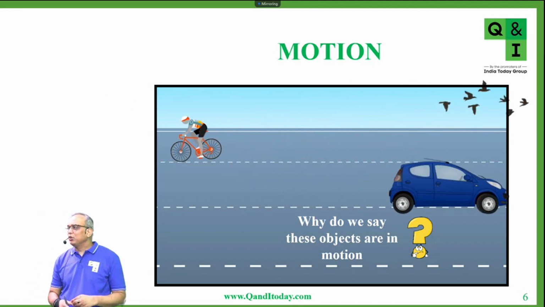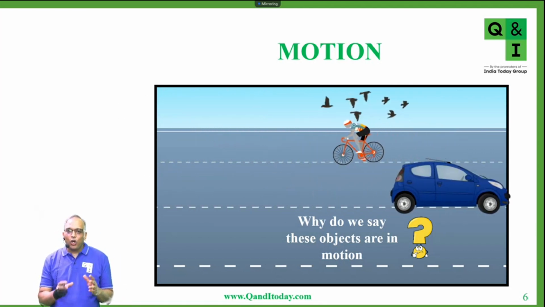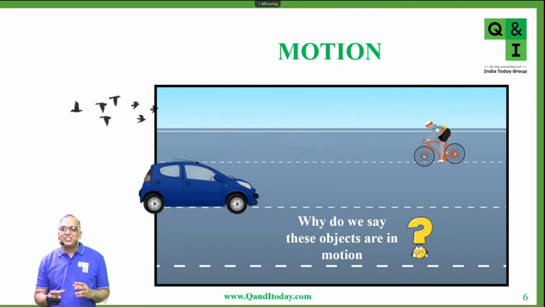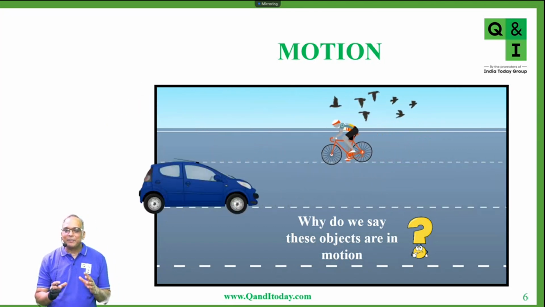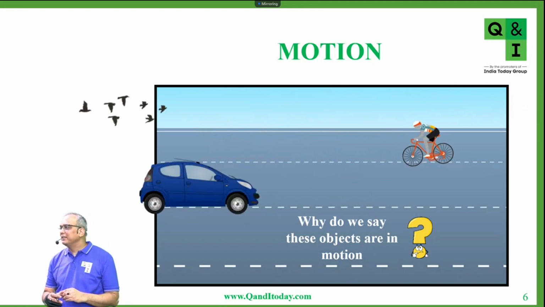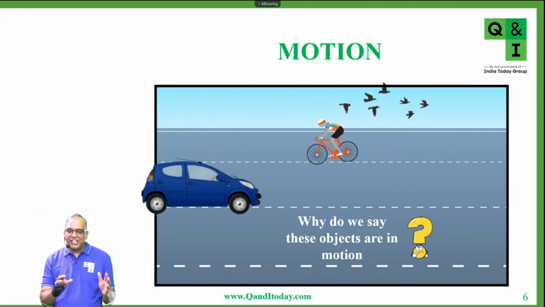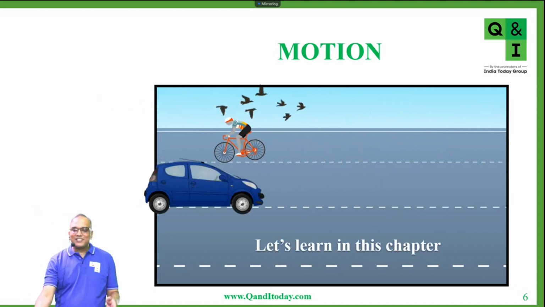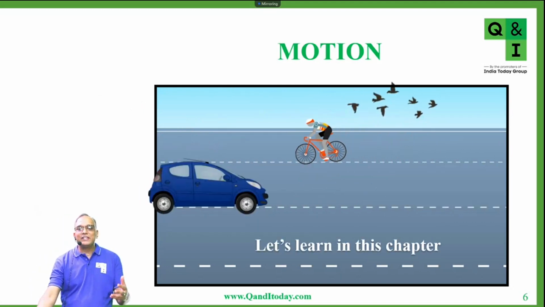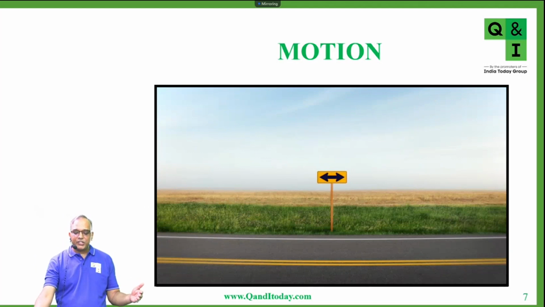Okay. So we say that an object is moving because all of these objects are changing their position with respect to a fixed point, with respect to the surrounding. So in all of this, there is a change of position happening with respect to the surrounding. Let's learn in this chapter how we say that objects are moving. So what is meant by motion?